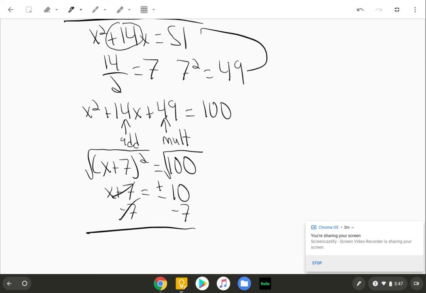All right, so with the positive, that is going to be positive 10 minus 7. 10 minus 7 is 3. For our second solution with the negative, negative 10 minus 7 is going to be negative 17. So my two solutions are x equals 3 and x equals negative 17.